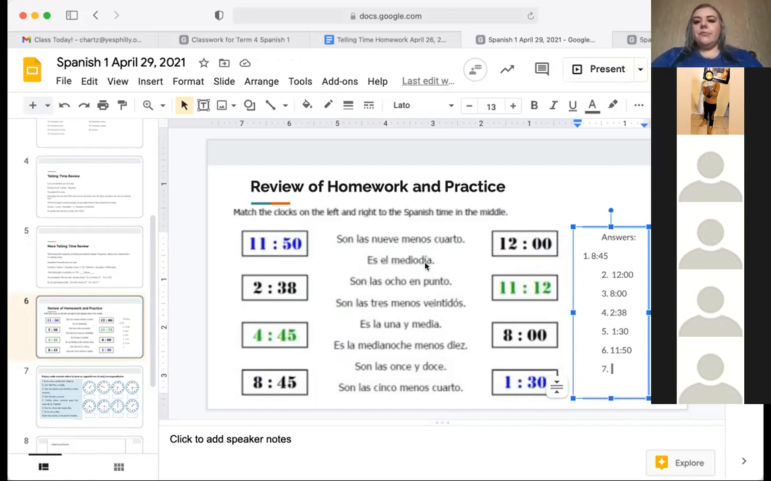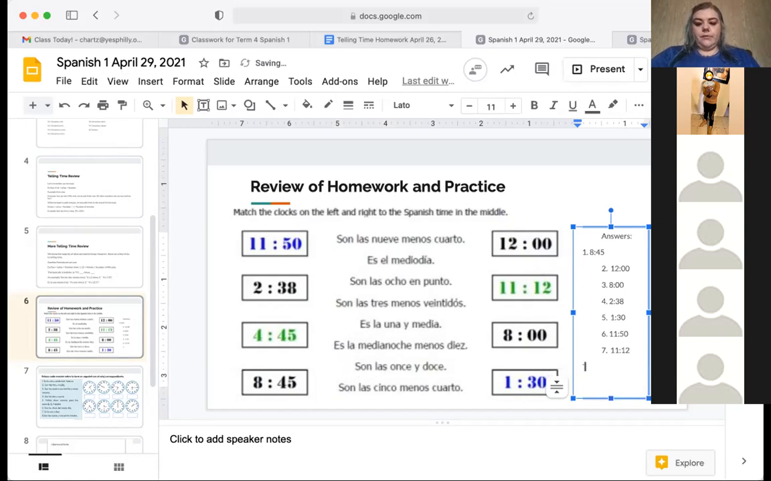Sorry, Isaiah, I just muted you because it was getting loud and I want to make sure everybody else can hear, but feel free to jump in if you need any help, or answer or anything like that. So, for the seventh one here, son las 11 y 12. That means it's 11 o'clock and 12 minutes. So which one are we going to use for that one? Anybody want to take a guess? It's going to be 11 o'clock and 12 minutes. Right?